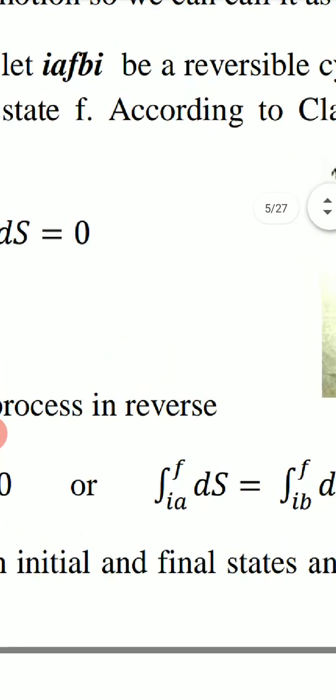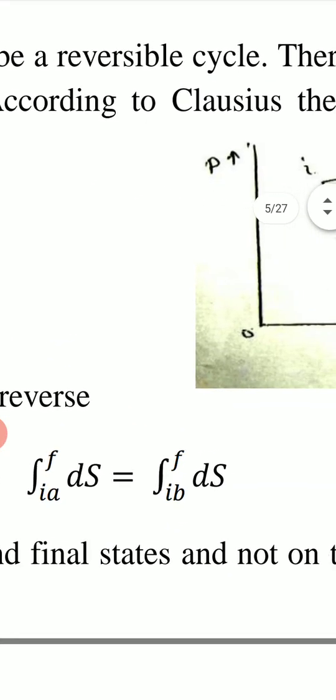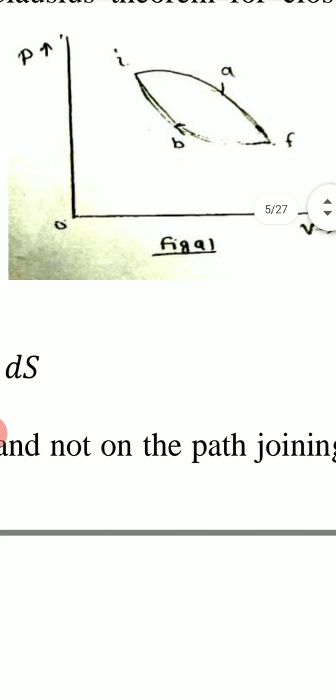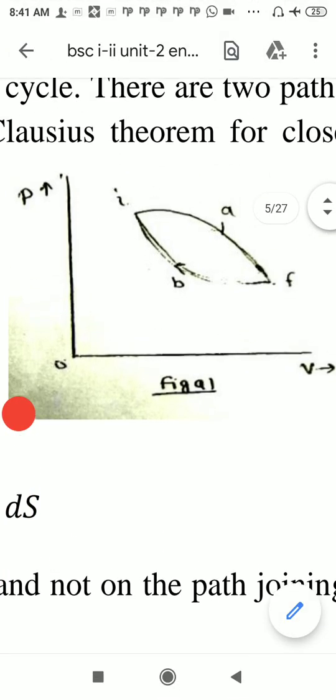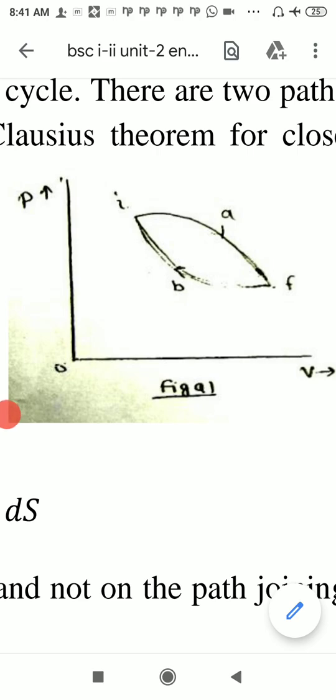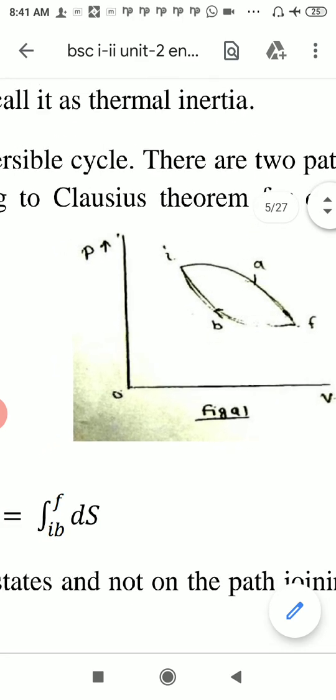In this figure, IAFBI, it is a reversible cycle. I is initial state and F is final state. A represents this one path, IAF. Similarly, B represents another path, FBI. So there are two paths joining these two states I and F, and this is a cyclic process.